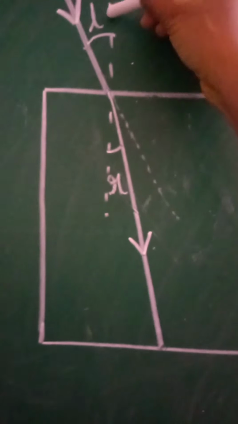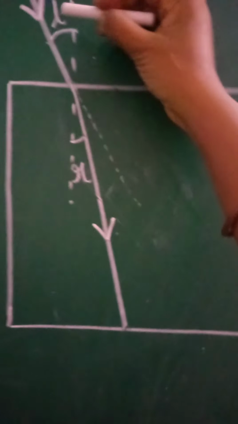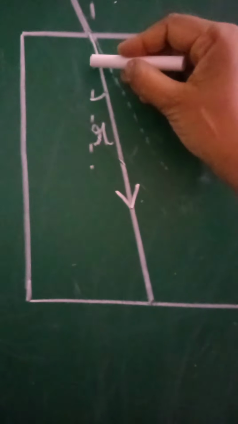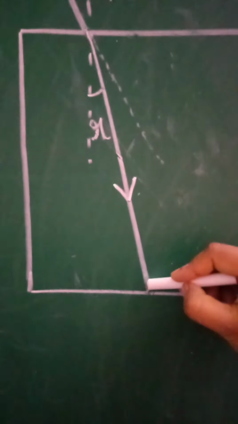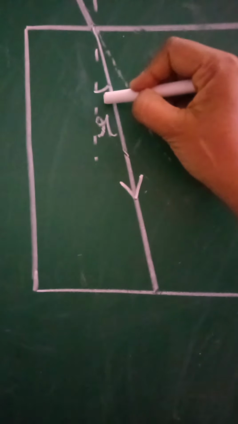The angle between the normal and the incident ray is your i, which represents the angle of incidence. And this is your refracted ray, because this is after the refraction. So the angle between the normal and the refracted ray is called the angle of refraction.